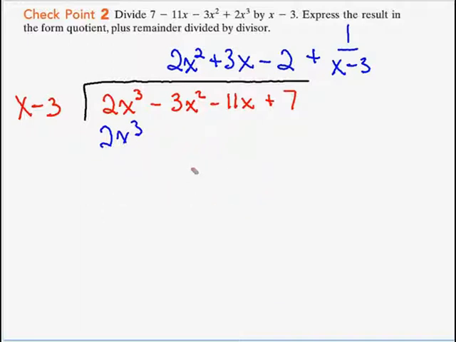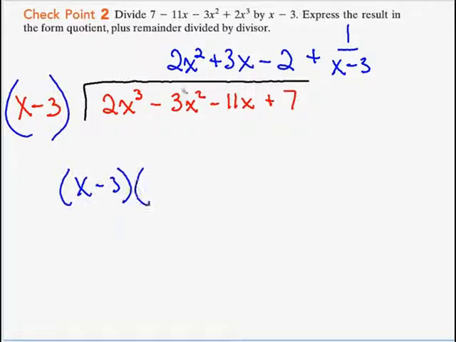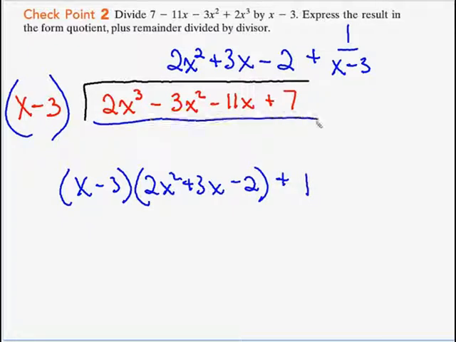Let's try this out sort of like we did the last one. It's always neat to see how this does work out. So if I multiply x minus 3 times 2x squared plus 3x minus 2, and then I add in the remainder, I should get back to this.